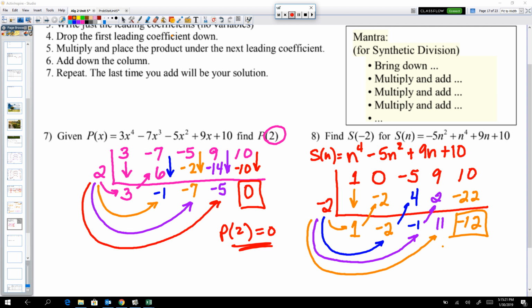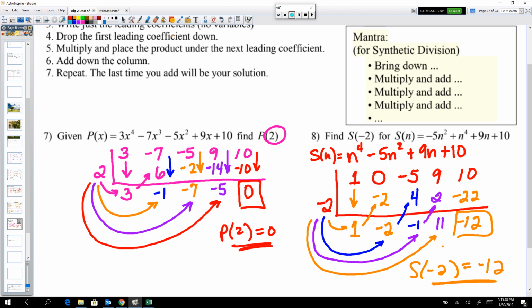And you can always check this with your calculator with direct substitution or direct evaluation. But if we trust ourselves, and we do for right now, s of -2 equals -12. So that is what s of -2 is, using synthetic substitution.